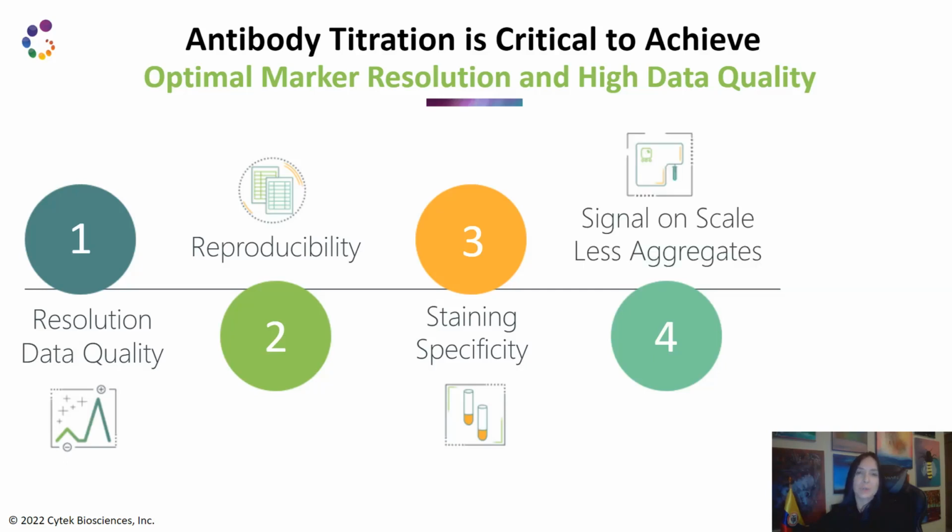Also related more to technical things. Your signal is going to be on scale, less spillover spreading between fluorochromes since the signal is dimmer, and also less aggregates, antibody aggregates, and also the chances to have your target cells aggregating because of the presence of those immune complexes.